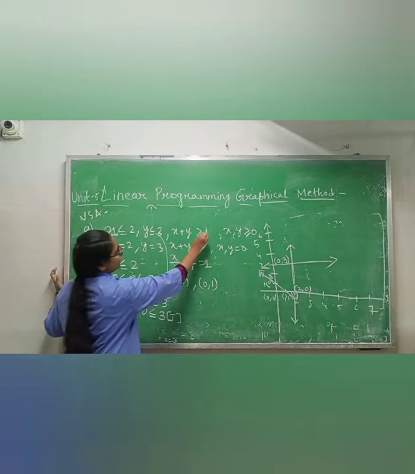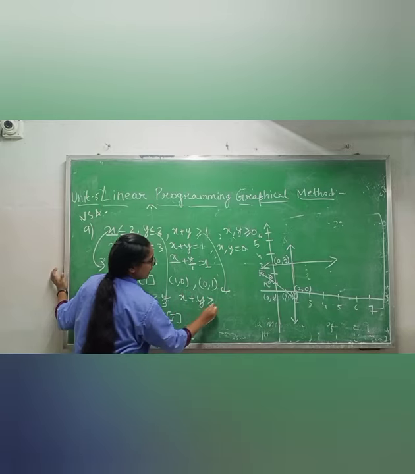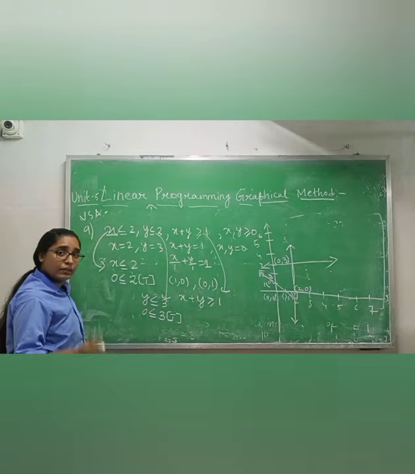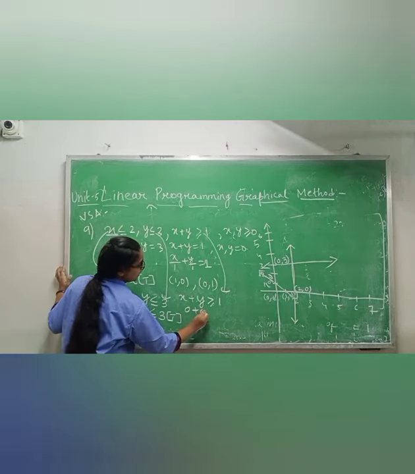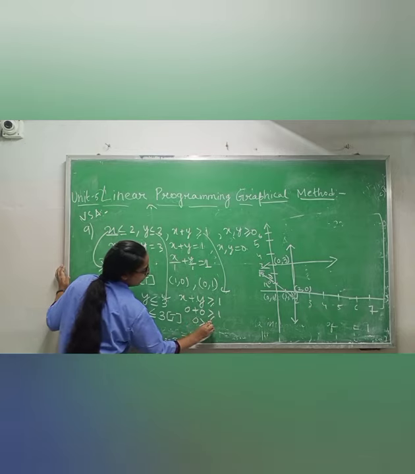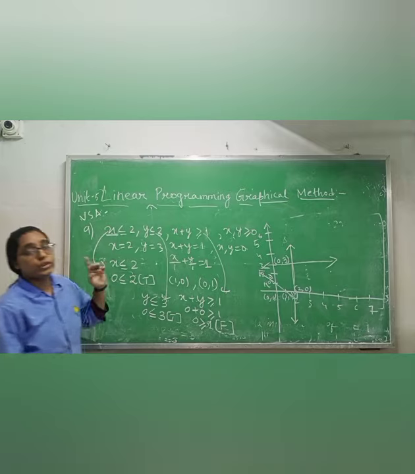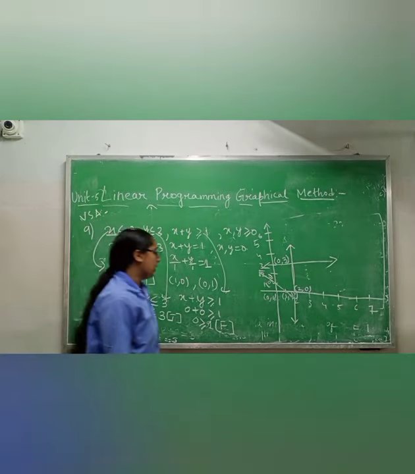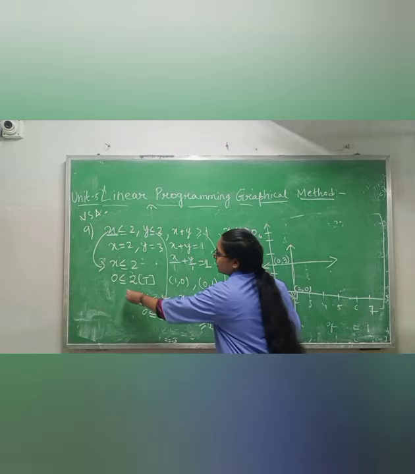Okay. Now for this one, x plus y is greater than or equal to 1. Again we have to take x and y value 0. 0 plus 0, how much is it coming? 0 is greater than 1. It is false because we know that 0 will never be greater than 1. Now how will you plot? How will you find the feasible region?